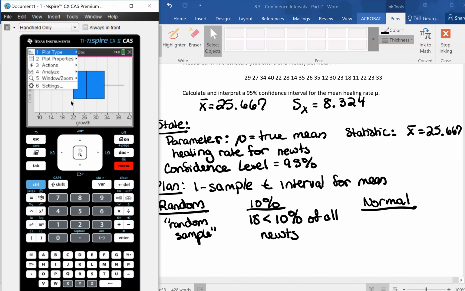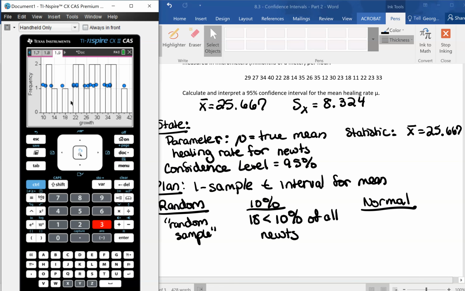Let's check our histogram though, just to be sure. So yeah, there's no big sharp skew. It's not all piled up on one side. It's symmetrical-ish. I mean, it's not perfect, but it would work. We can make that happen.